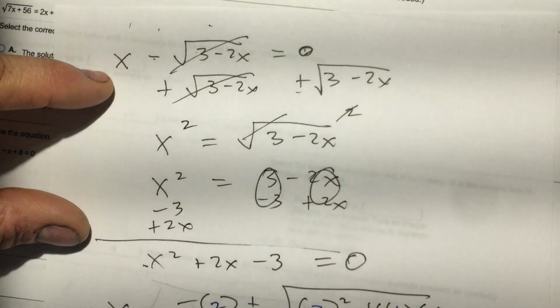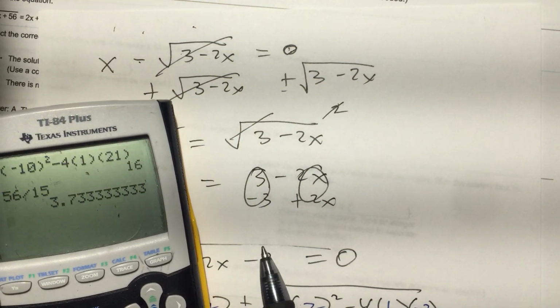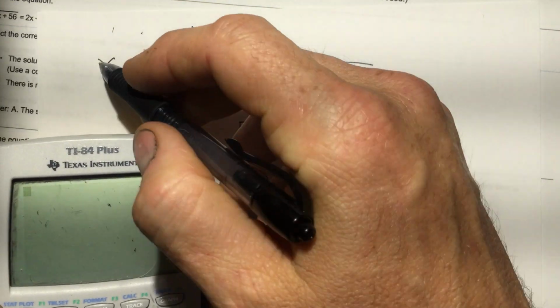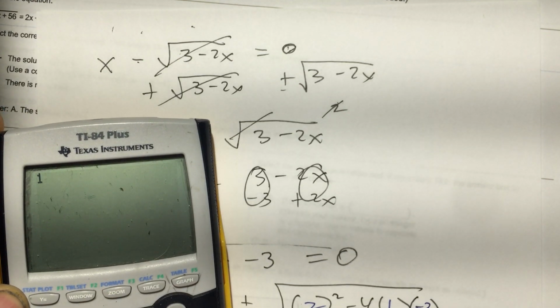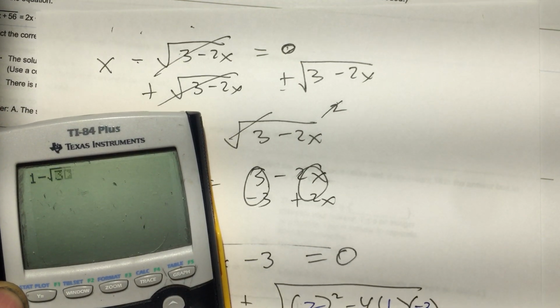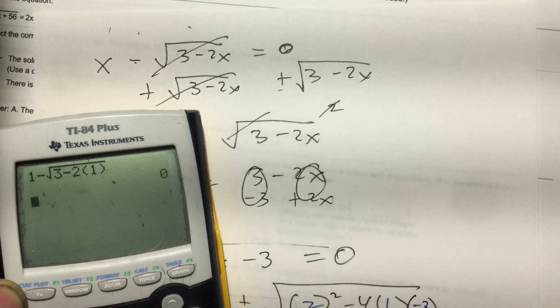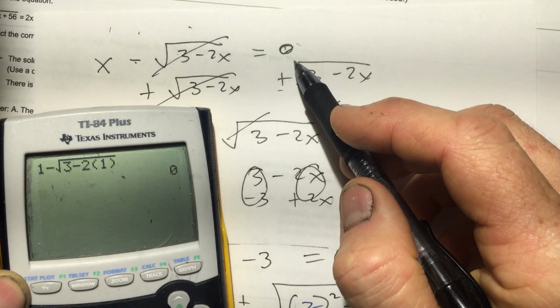That works. Now, if you need to, just use your calculator. Just put it in the calculator. We'll do it this way. So I'm putting 1 in for x. So I got 1 minus, and then I got my radical. And then I've got 3 minus 2 times 1. See, I get 0. So that one works.